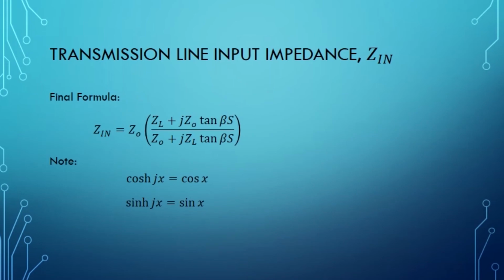So the transmission line input impedance, which is Z in earlier, is the final formula, as you were able to see earlier, which is commonly used today. Also note that cosh jX is equal to cos X and sinh jX is equal to j sin X.